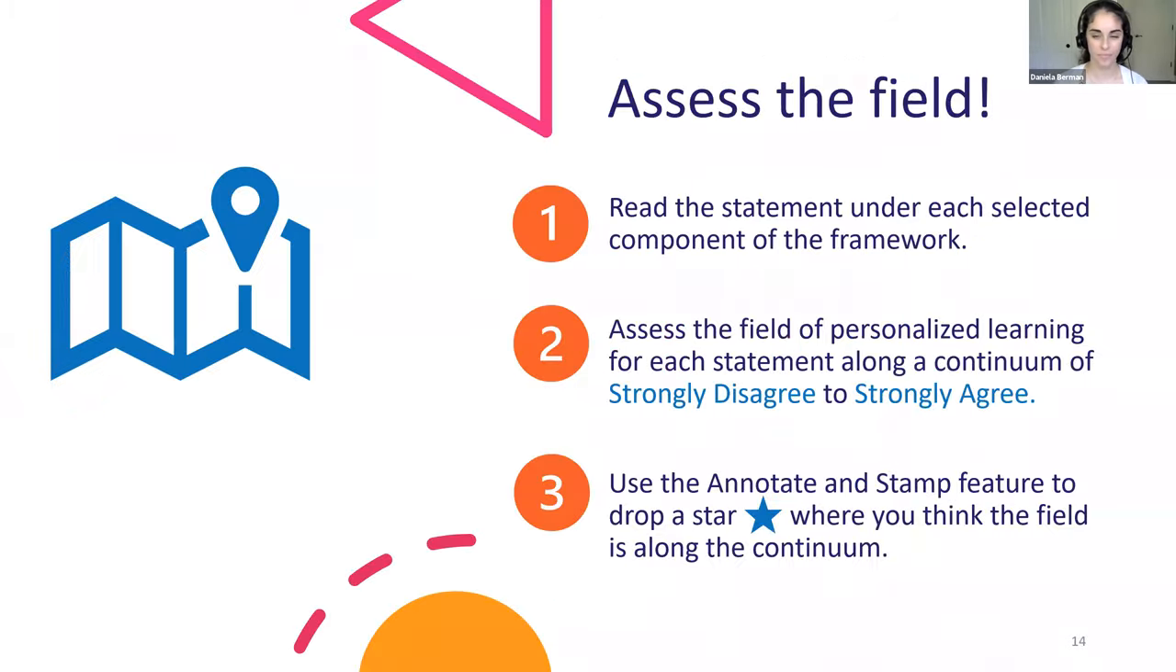Next slide, please. Okay, so now we're going to do an activity and actually practice with the strong field framework by looking at the broad field of personalized learning. On the slide we're going to show in just a moment, you'll see some components of the framework along with one statement each and a continuum that goes from strongly disagree to strongly agree. For each statement, I'd like you to assess where you think the personalized learning field is along that continuum of agreement. If you remember the annotate tool, we're going to use the stamp feature again to drop a star along that continuum where you think the field is for each component. Okay, let's try it. Let's go to the next slide.